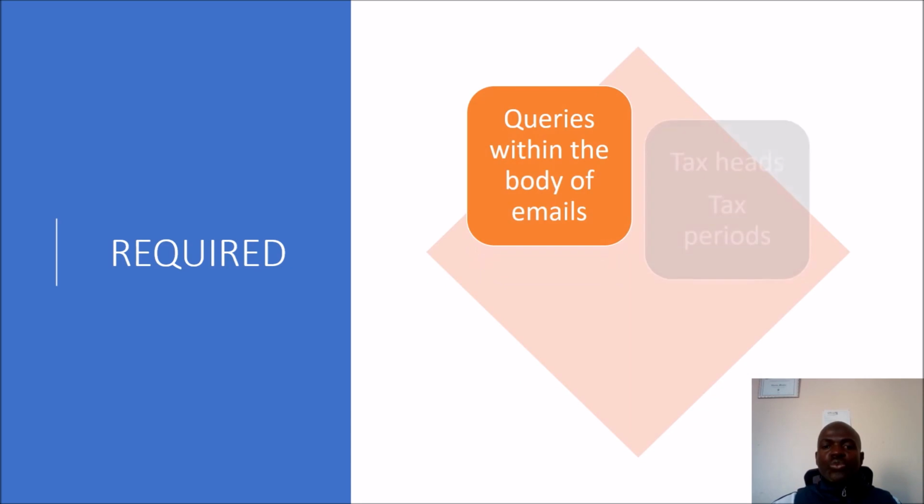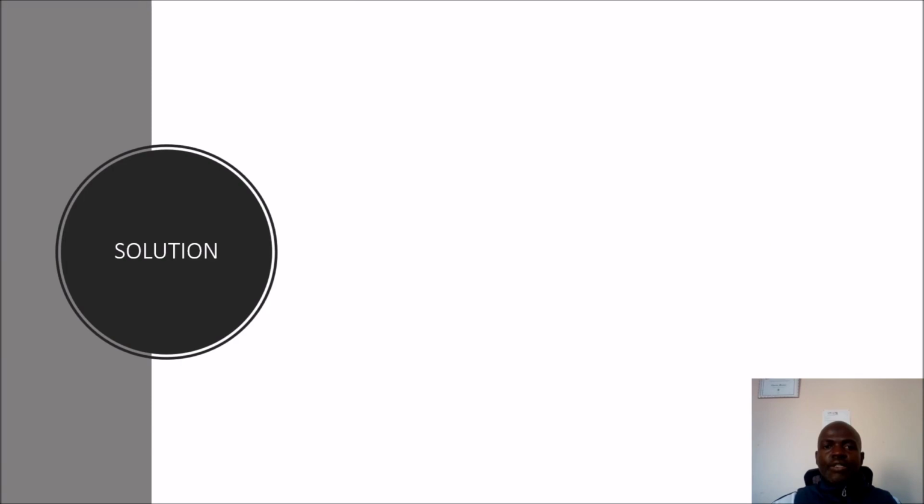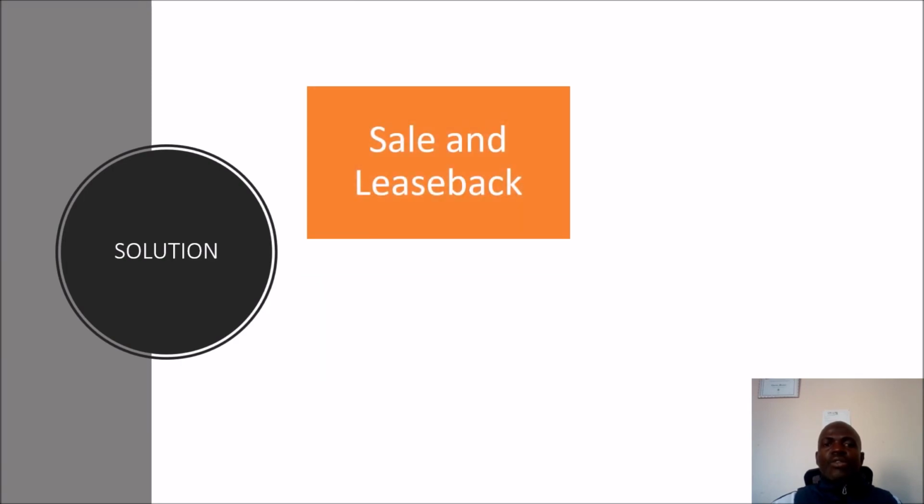Moving on to the solution. Starting with the sale and leaseback, you needed to discuss the sale and issues attendant to the sale. Let's start with the income tax aspect of the sale and leaseback. Issues to do with the sale. First, you are selling an asset. So what items that are revenue in nature are around this asset during the tax period?